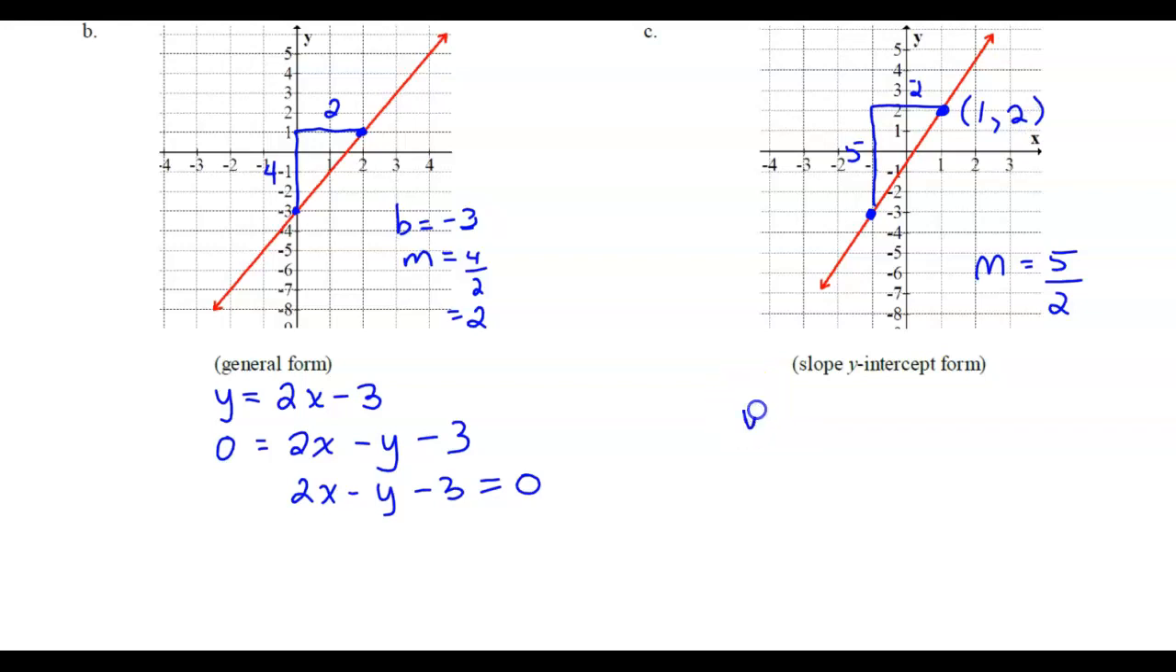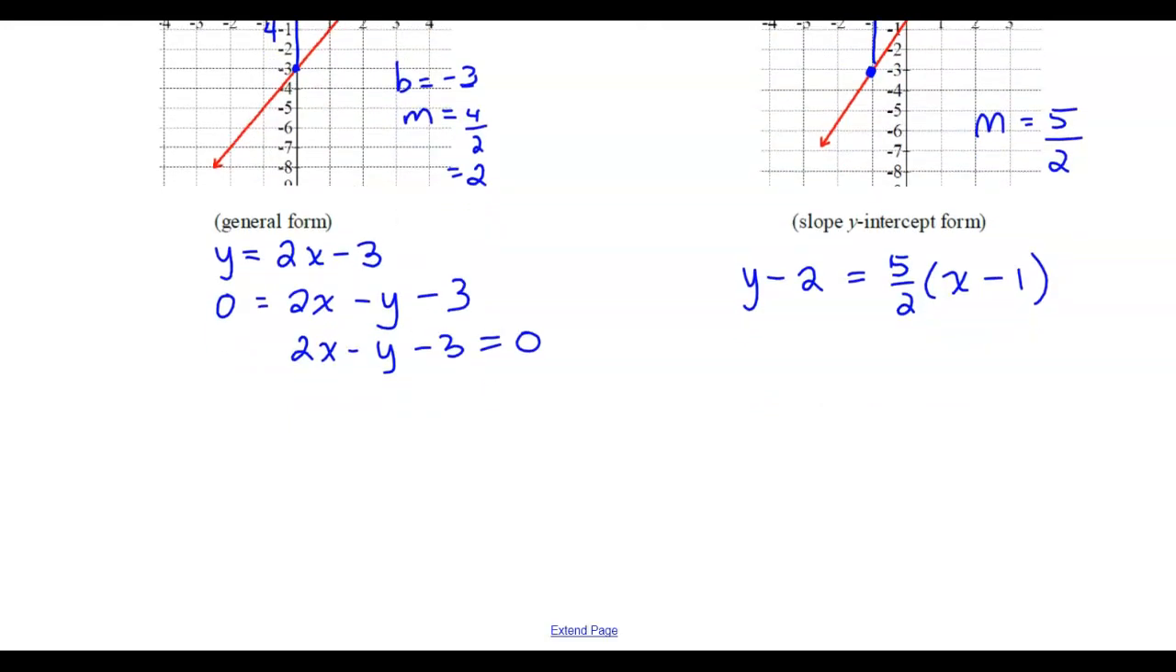So remember, y minus the y value of a point equals the slope times x minus the x value of that same point. Okay, so that's an equation. If it didn't specify what form, then you would be done. But it did say slope intercept form. So I'm going to expand the brackets because I can't have brackets in the slope intercept form. Okay, and then I'm going to add 2 to both sides.